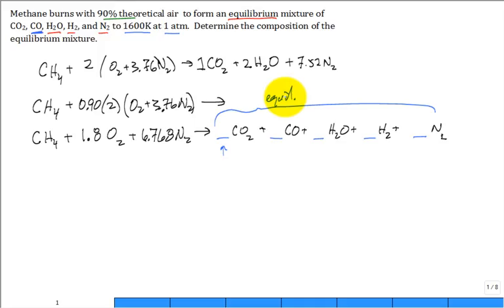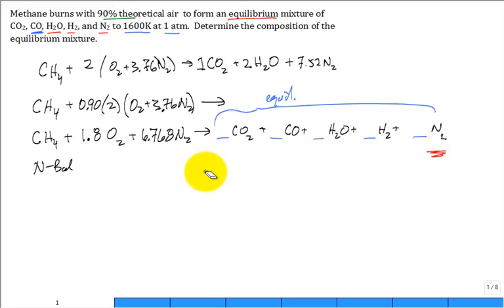so one thing we can do right away is we can do an N balance. All right? How many nitrogen came in? Well, 6.768 N2s came in. Where is the only place there is any nitrogen? Is there any nitrogen here? Here? The only place the nitrogen is at is right there.